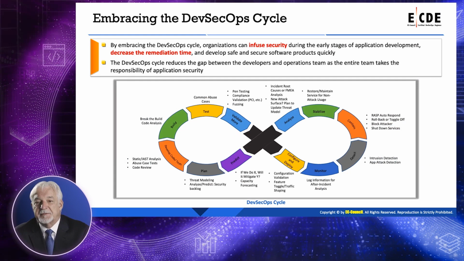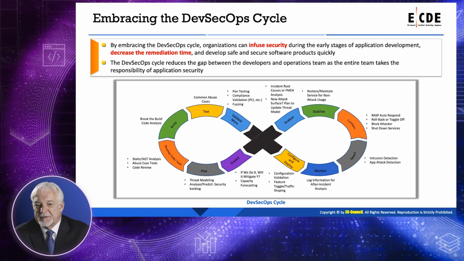Embracing the DevSecOps cycle. By embracing the DevSecOps cycle, organizations can infuse security during the early stages of application development, decrease the remediation time, and develop safe and secure software products very quickly. The DevSecOps cycle reduces the gap between the developers and the operations team, as the entire team takes responsibility for application security. And here's another little cycle that we look at.